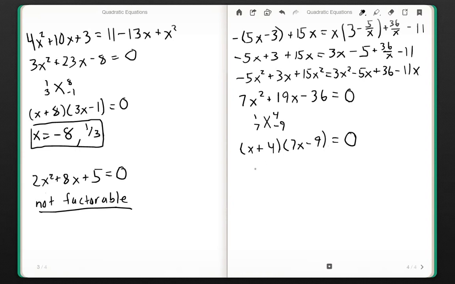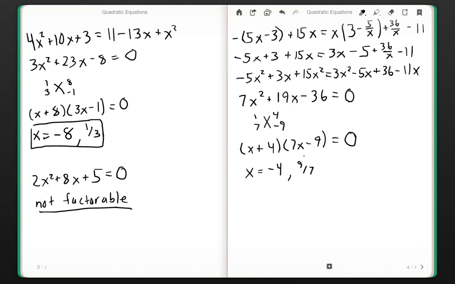Anyway, so we're left with this. In order to make x plus 4 equal to 0, x will be negative 4. And in order to make 7x minus 9 equal to 0, 7x equals 9, right? We're solving this equation here. 7x minus 9 equals 0. So we move the negative 9 over. 7x equals 9. X would equal 9 over 7.